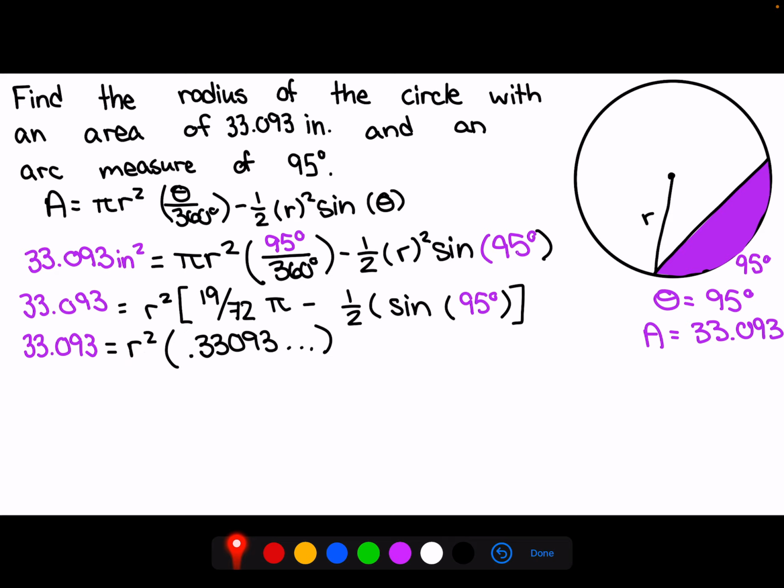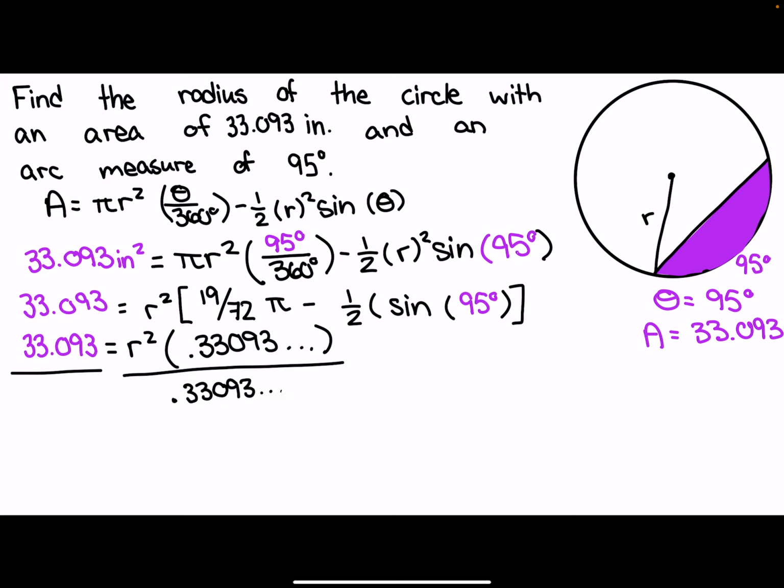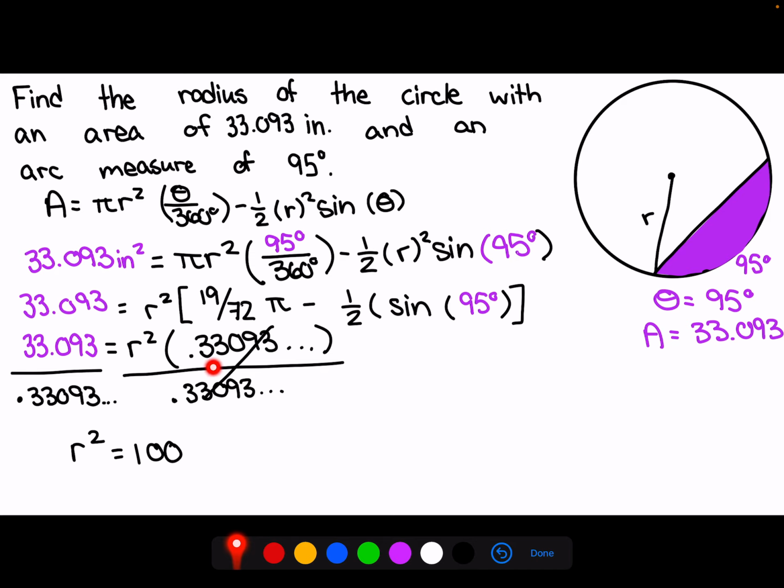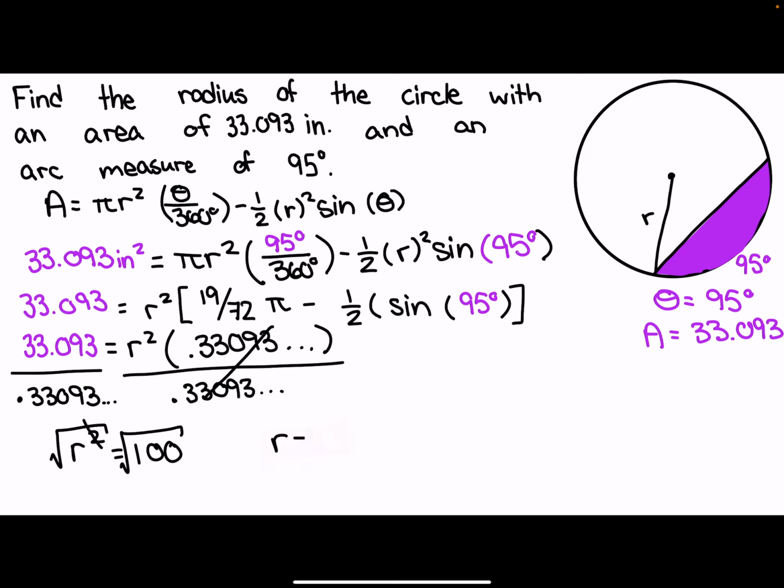So if I want r squared by itself, I divide both sides by 0.33093, and that'll leave me with r squared equals 100. And that makes sense because, again, they're the same number if I move it over 2 places, which is 2 significant figures. So if I move that significant figure 2 places over, I get 100. From there, I can solve for r by taking the square root, giving us r is equal to 10.